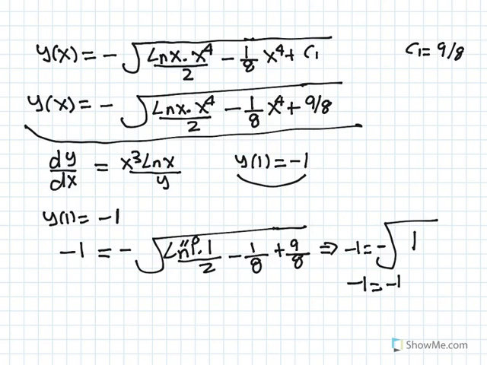So we just did a partial check just to see that it satisfies the initial condition, y of 1 is equal to negative 1. And this is just a good strategy for discovering arithmetic mistakes or algebra mistakes that you might have made along the way.